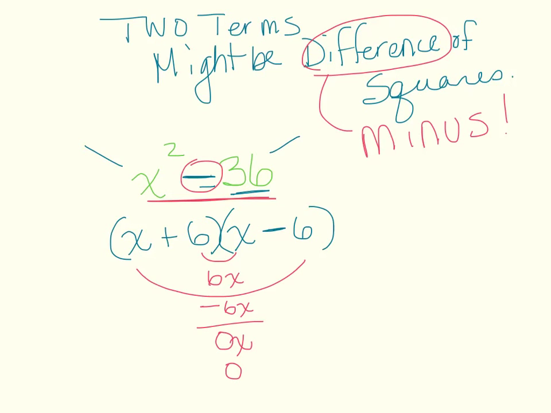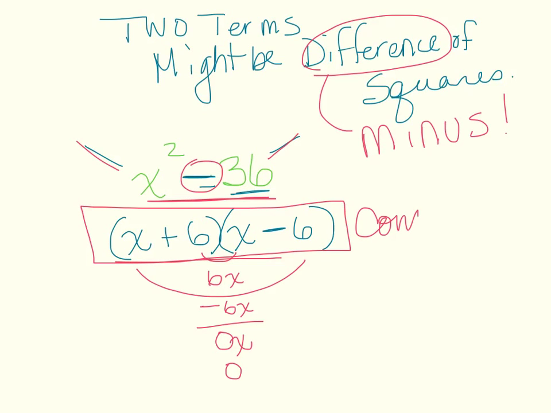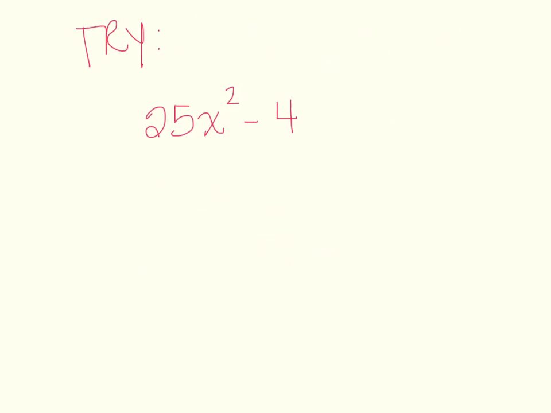It has to be a minus sign between 2 perfect squares, and then you can factor it like we would a trinomial. Okay? And what's interesting about these is one's a plus, one's a minus, and these are called conjugates. That's another good word you might hear me use a lot. Okay? So I want to give you one to try, and then we better call it a day. Here's a problem for you to try and factor this one.